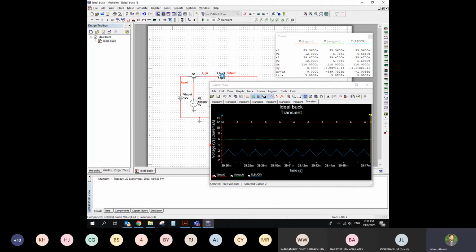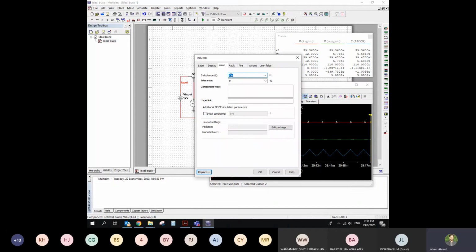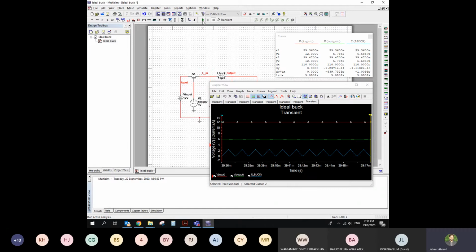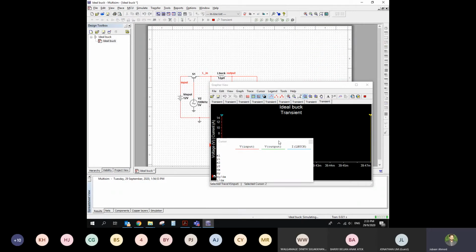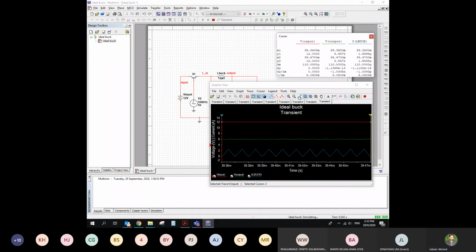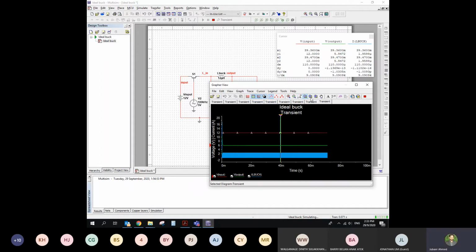5.78. Okay, I wanted to make it 100% ideal. Let's try 12 or 11, maybe 12. What is happening at 12? 5.94 volt. Okay, so almost 6 volt. So for the value of 12 microhenry here, this particular buck converter is behaving as an ideal buck converter, which means it's 50% input and output.